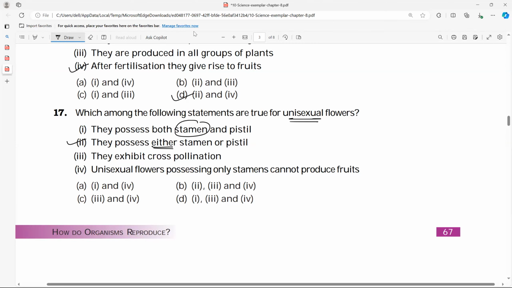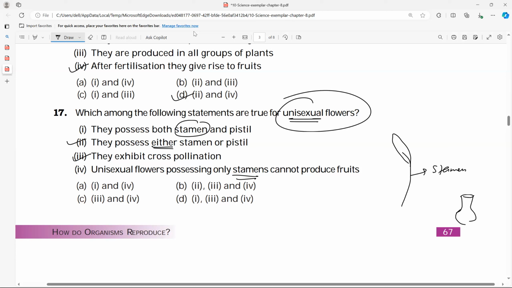Okay. Next is they exhibit cross pollination. Yes, they exhibit cross pollination because self pollination is not possible in a unisexual flower. So next one is unisexual flower possessing only stamens cannot produce fruits. Yes, if there is only stamen, stamen means male reproductive organs. There is no ovary. And if there is no ovary, there will be no fruit because ovary changes into fruit. So if it is not a female flower, it will never be converted into fruits. Okay, so this is also correct. So we have options second, third, and fourth. Yes, 17 is the correct option.